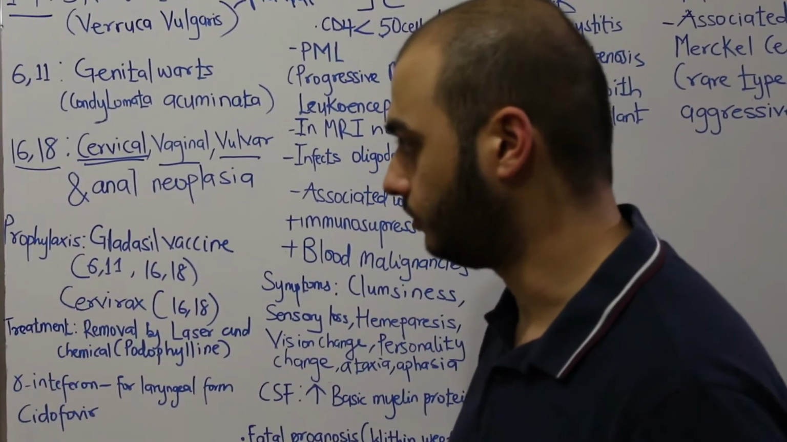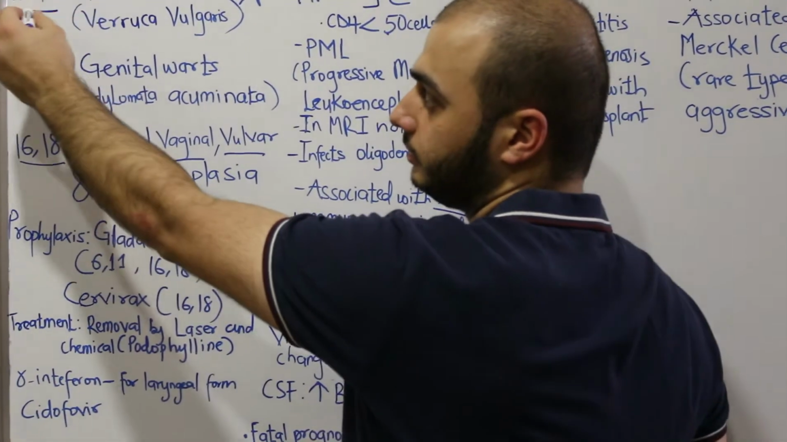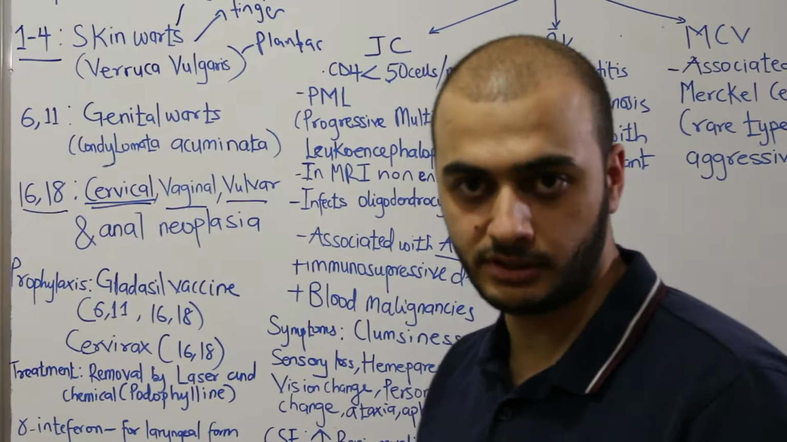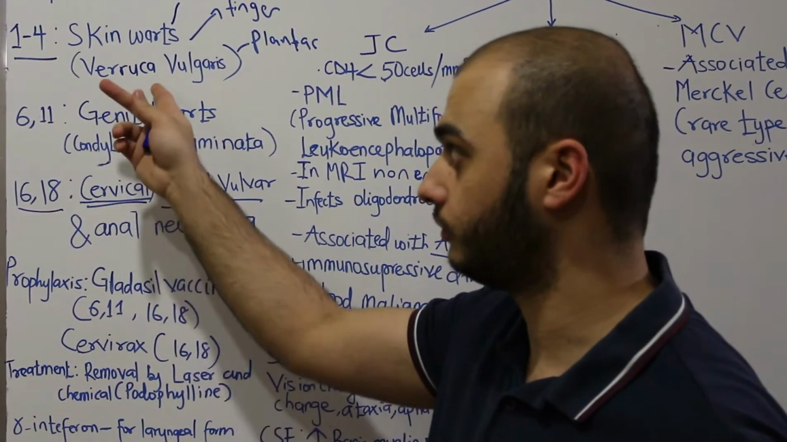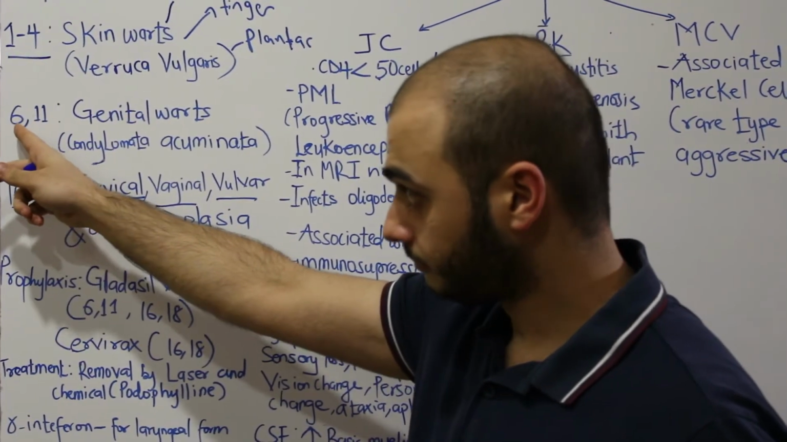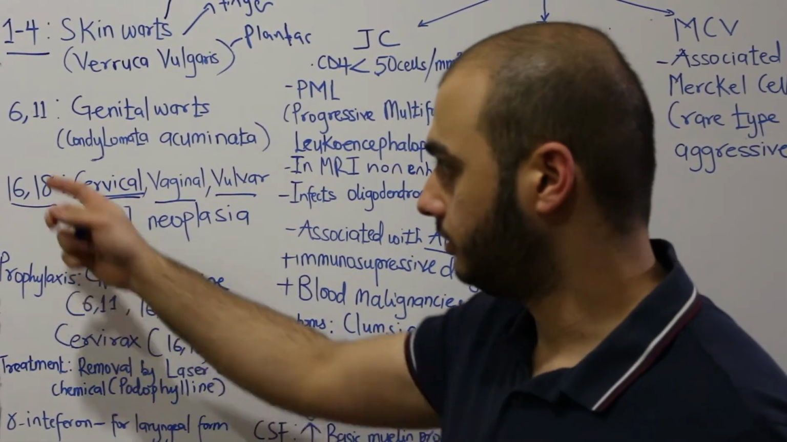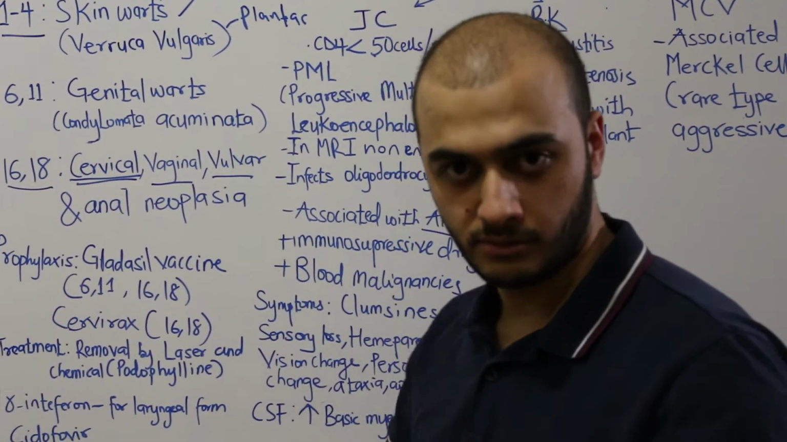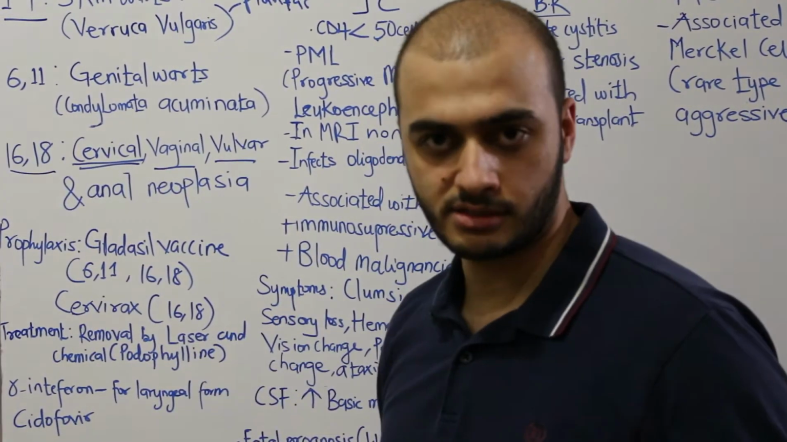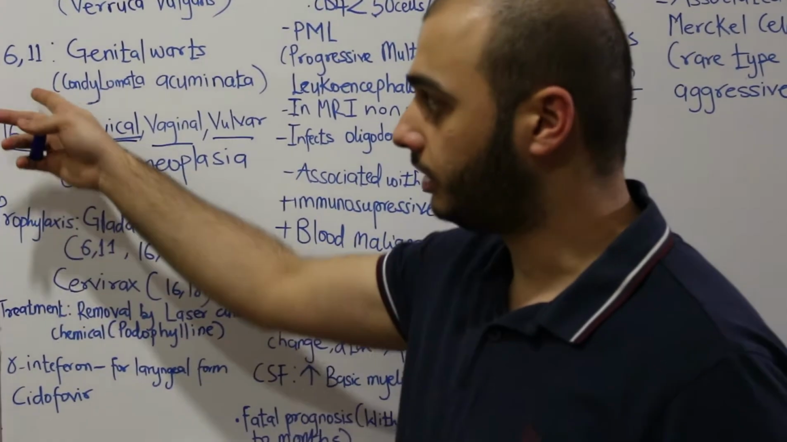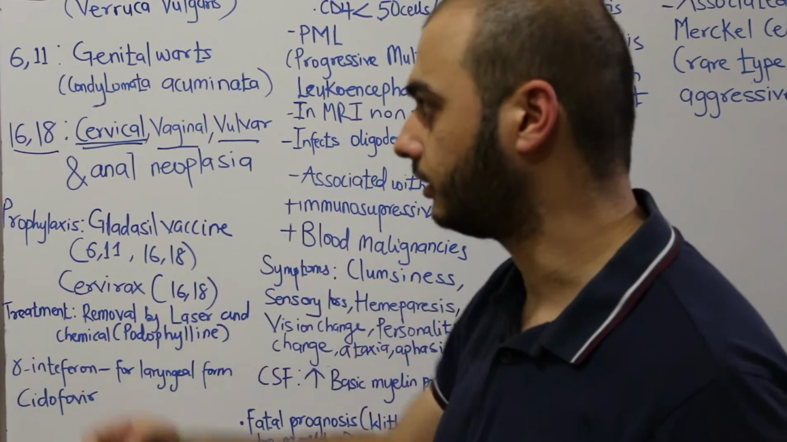Next is prophylaxis. First of all, how can we get these viruses? If we talk about skin warts, they are spread through contact with contaminated substances or surfaces. But serotypes 6 and 11 and 16 and 18 we mostly acquire through sexual contact. So if we want to make prophylaxis against these, we should have safe sex, with barrier or contact protection.